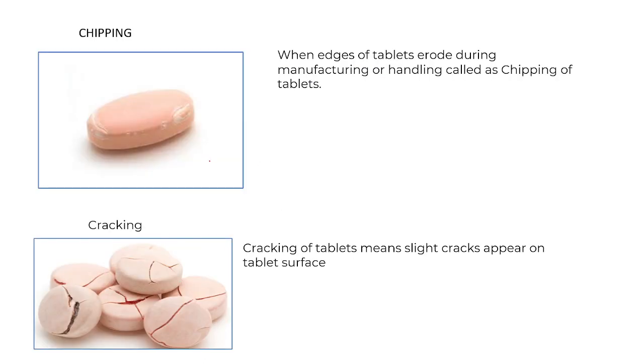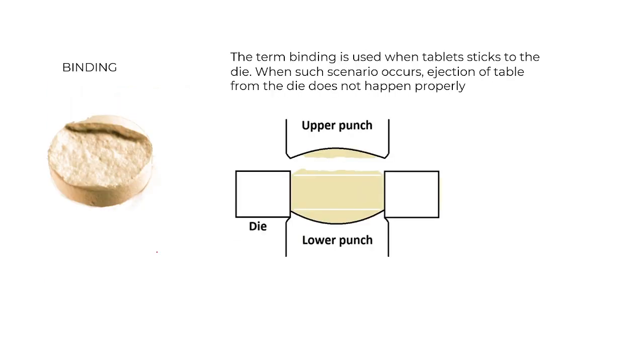Next one is chipping. Chipping is nothing but the edges of the tablet getting eroded. The tablet edges get eroded, hence we call it chipping, like chips breaking off. Next one is cracking. Cracking is nothing but some cracks appearing on the tablet surface. On the tablet surface we will get some cracks, hence we call it cracking.